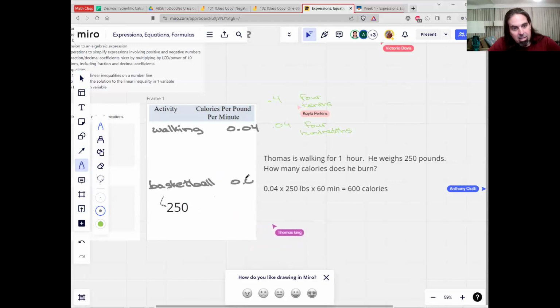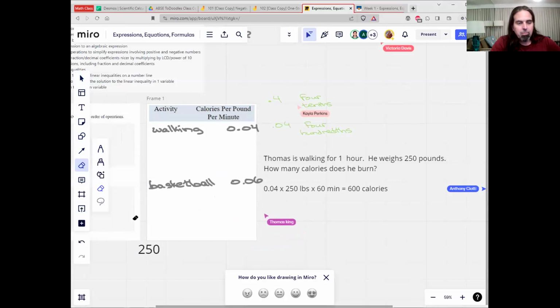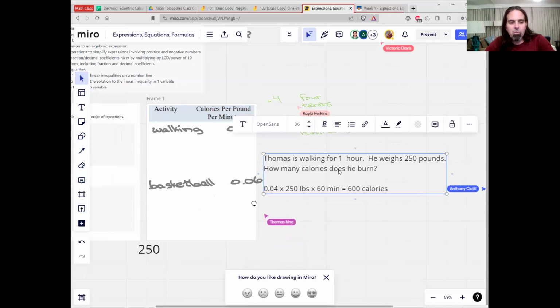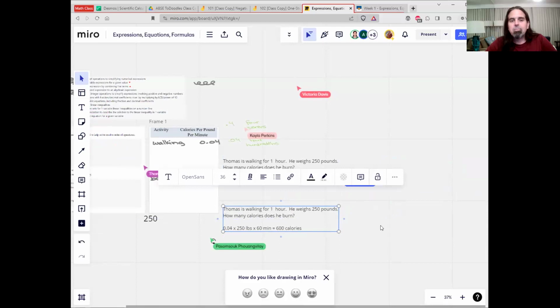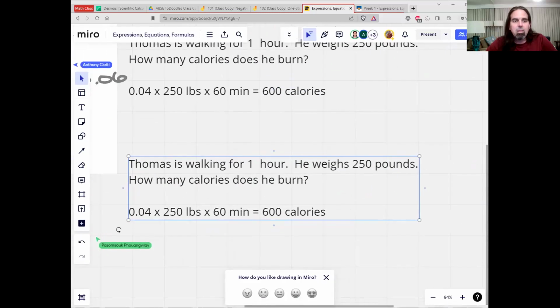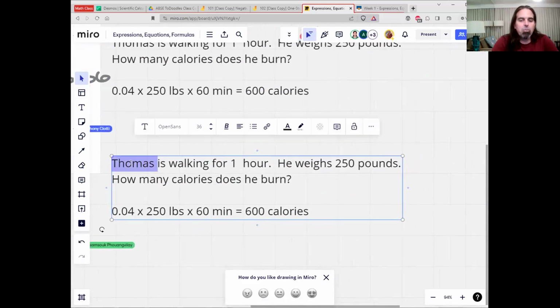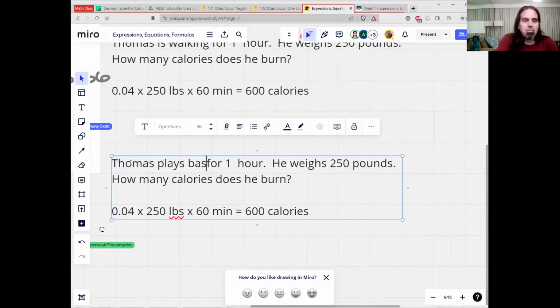And again, this is an estimate. If you're just sitting around and letting other people do all the work, then that's not going to help you. But basketball is about 0.06. Let's pick on someone else. Thomas did a great job being our first brave volunteer. Who's going to play basketball for an hour or for some time?